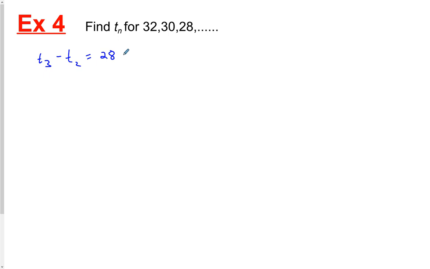28 minus 30, and that's going to give me negative 2, which makes sense because it's going down by 2 each time. What if I take my second term and I subtract my first term? That's 30 minus 32. That's also negative 2, which makes sense, right? Because I can look at my pattern and I can see it's going down by 2 each time. So with that, I can say my common difference is going to be negative 2.